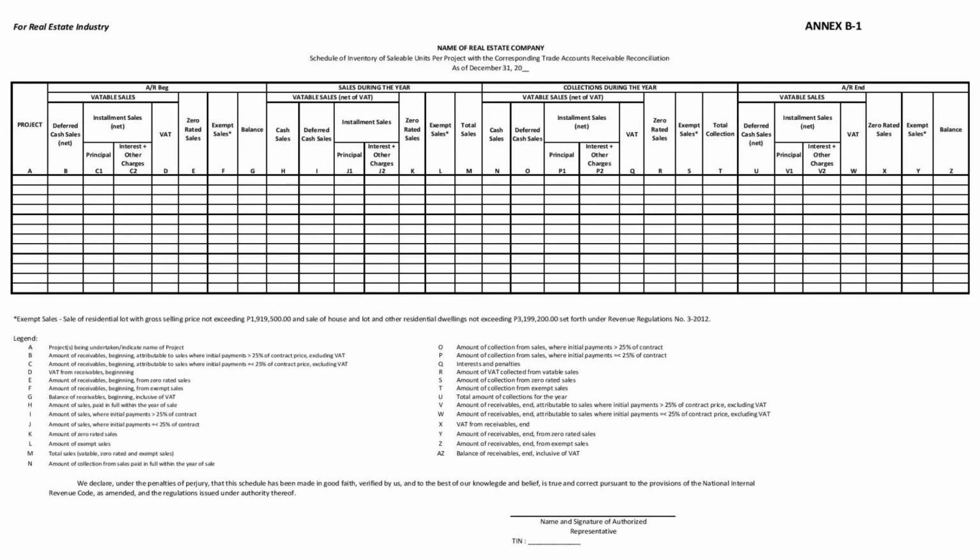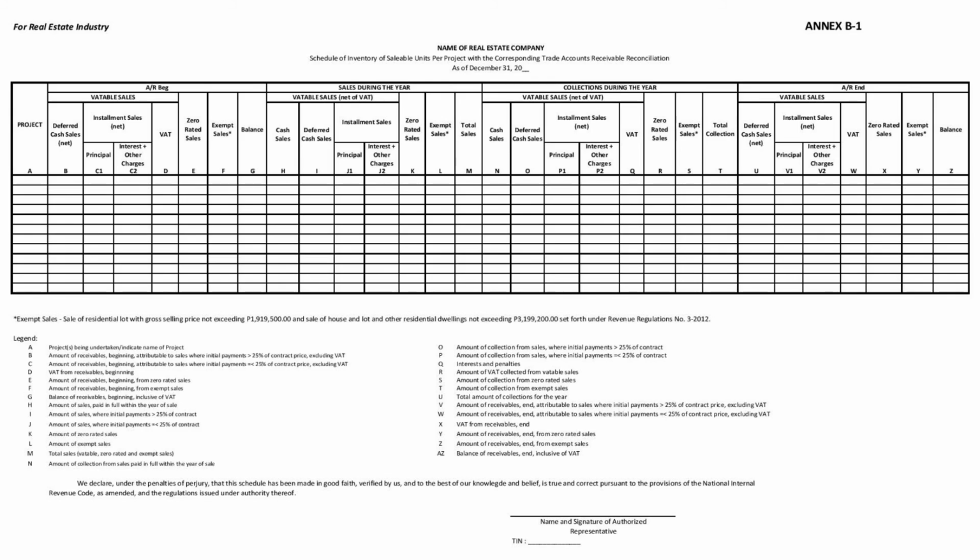So dapat may reconciliation. Okay, so for letter A, we have the project, and for the batable sales, no, you have to disclose how much is the batable sales, the deferred cash sales, the installment sales, no? Under installment sales, we have principal, and the other is interest and other charges, no?